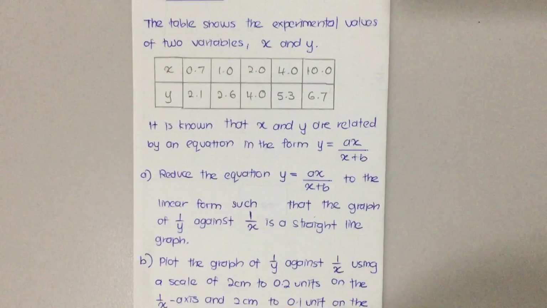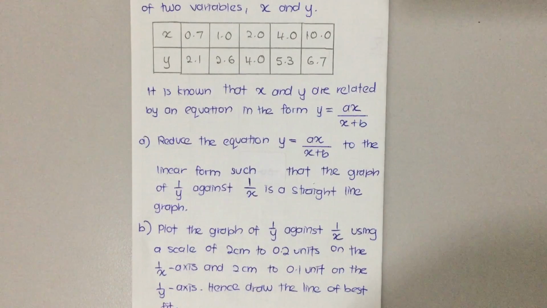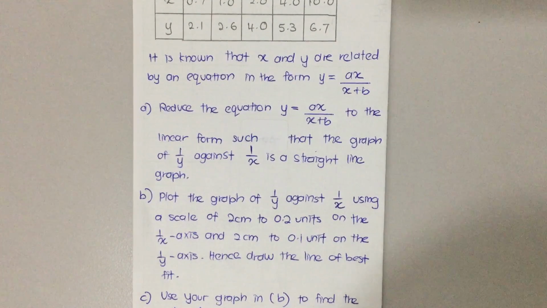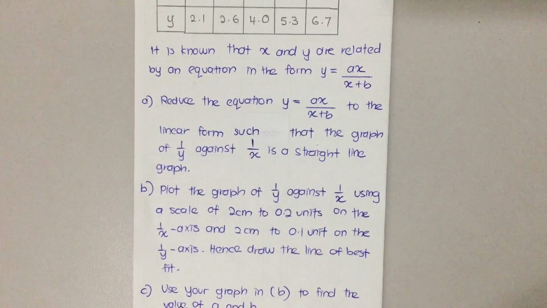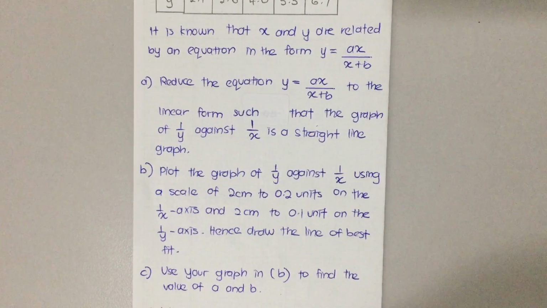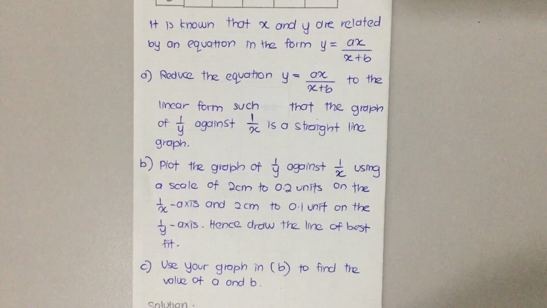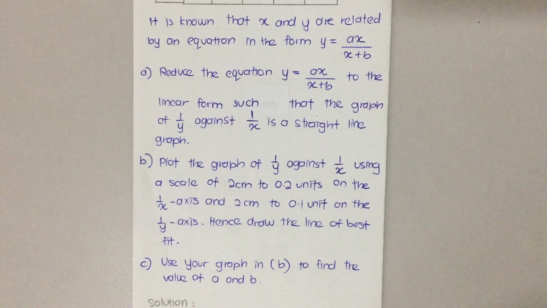Continue to read the question. Plot the graph of 1 over y against 1 over x using a scale of 2 cm to 0.2 units on the 1 over x axis and 2 cm to 0.1 units on the 1 over y axis. Hence, draw the line of best fit. For the last question, use your graph in B to find the value of a and b.